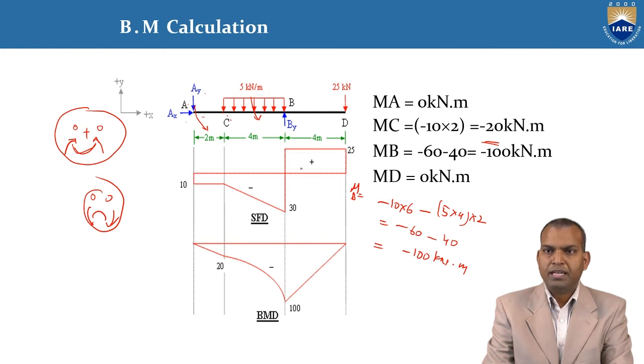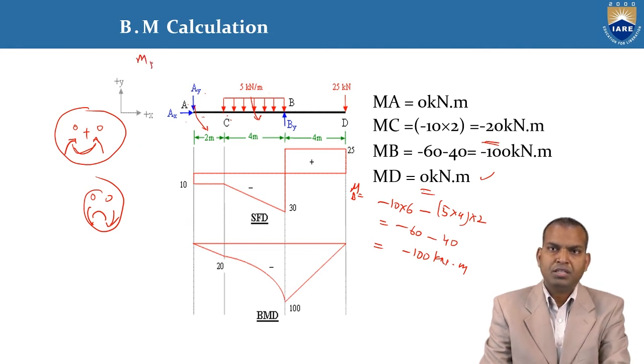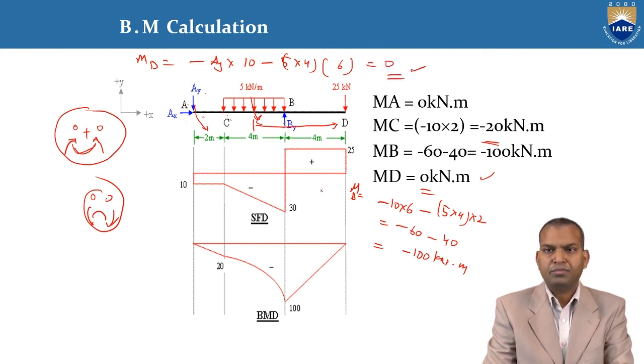Now up to point B, what is happening? At point B, it is minus 100. At point D, how to calculate? Let us calculate at point D. That comes as 0 kilonewton meter. So bending moment at point D, MD equals minus AY into 10 meters minus 5 into 4 into 2 plus this distance, 2 plus 4, 6 meters, equal to 0. Then it comes as 0 kilonewton meter.